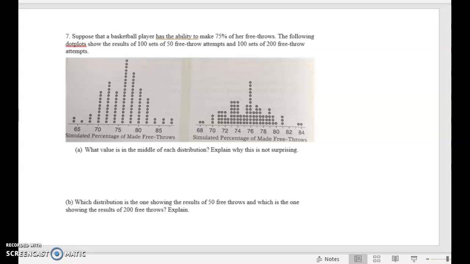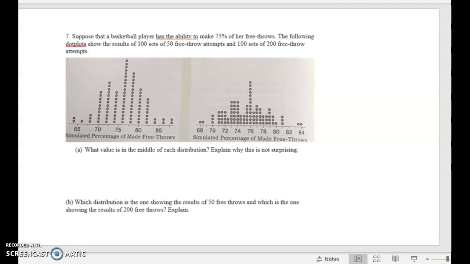However, one of the dot plots represents 50 free throw simulations. So thinking back to that spinner where we had a list of 34 and that was one simulation, now instead of 34, there's 50 and that's one simulation. And then we have 100 sets of 200 and that's one simulation. So in this case, it says, what is the middle value of each distribution? Explain why that's not surprising.